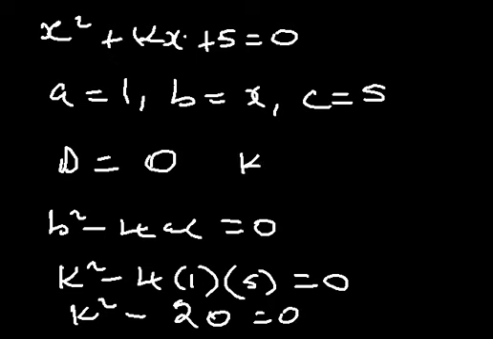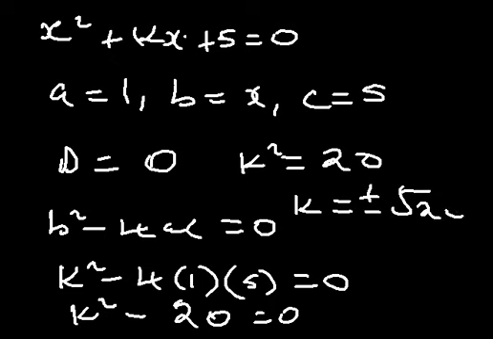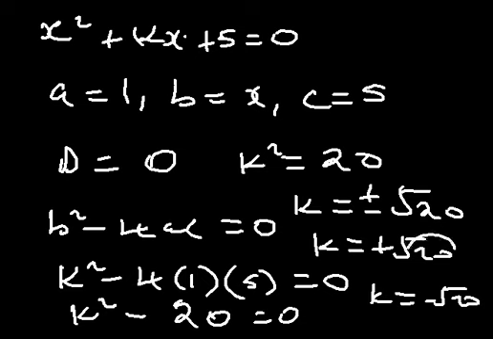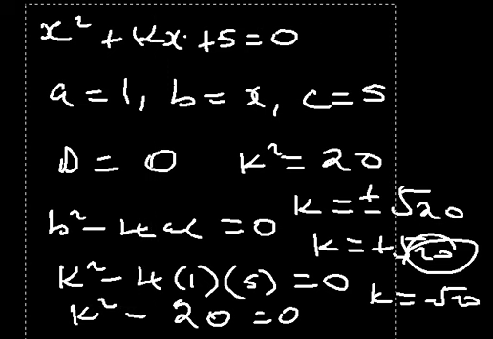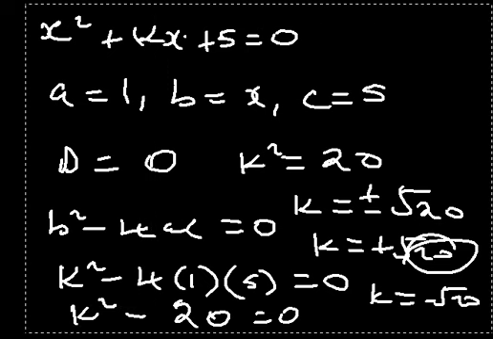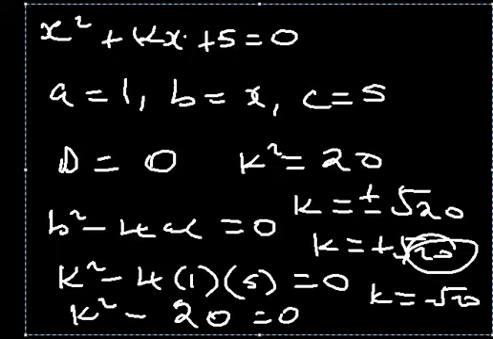So k squared is given as positive 20. I have to introduce the square root on both sides. We have k equal to plus or minus the square root of 20. That is the same as k equal to positive square root of 20 and k equal to negative square root of 20, which you can simplify to 2 root 5. So keep that in mind.